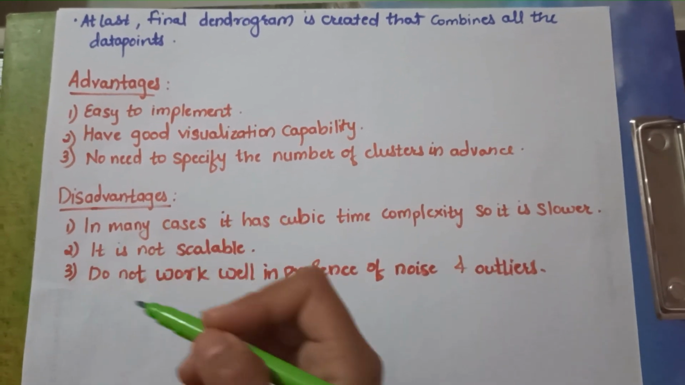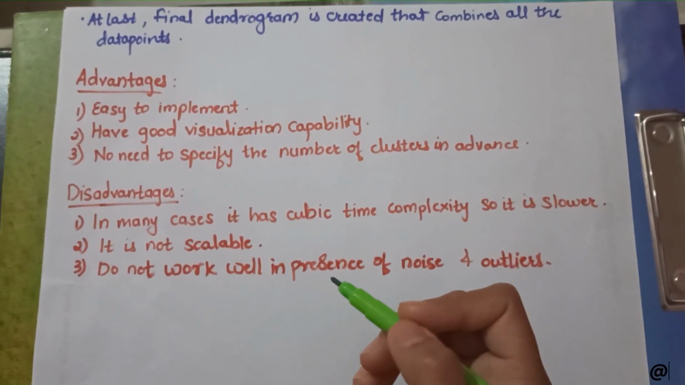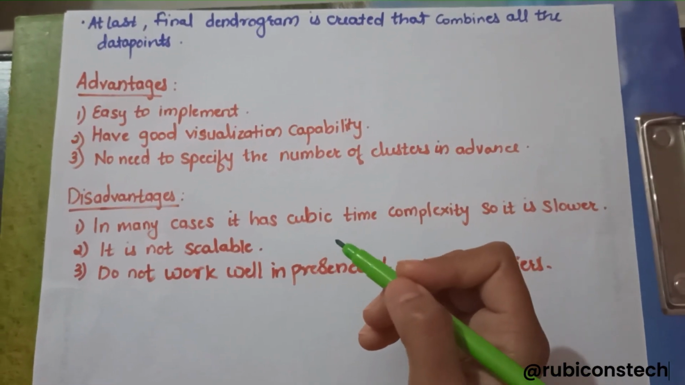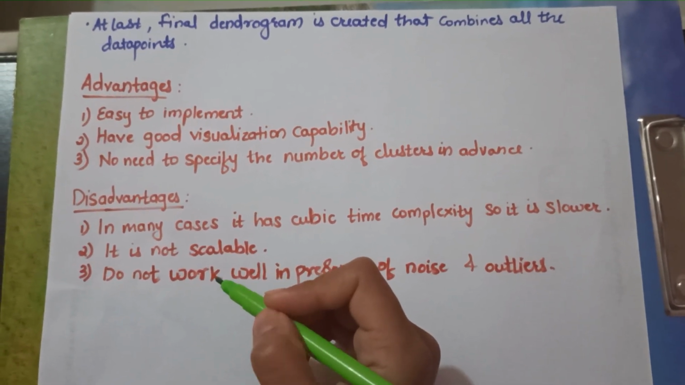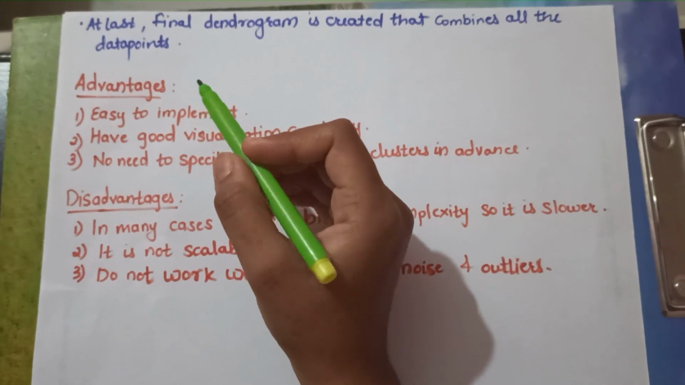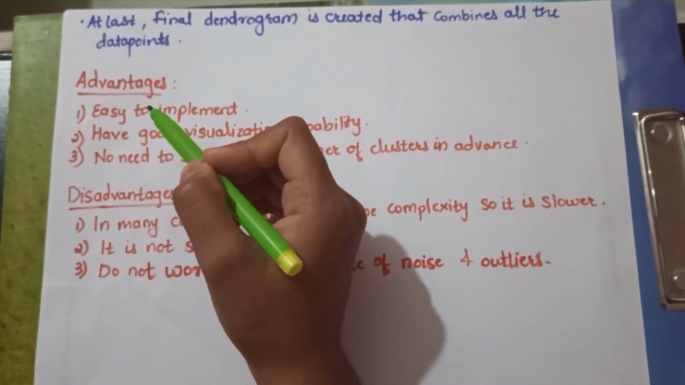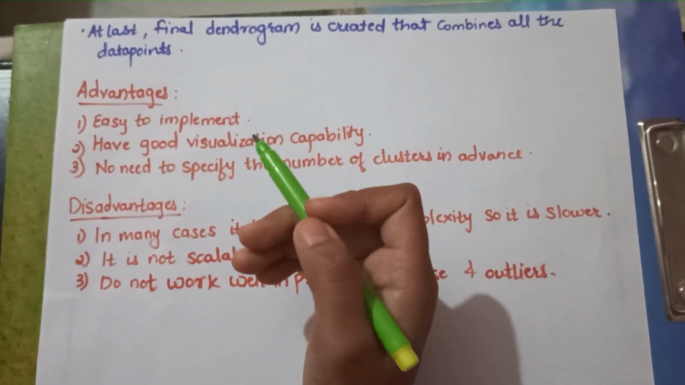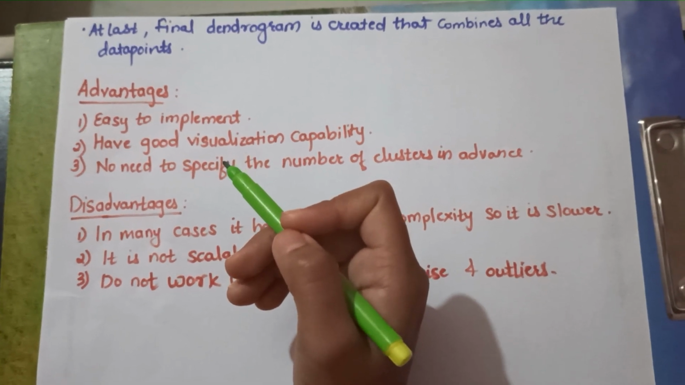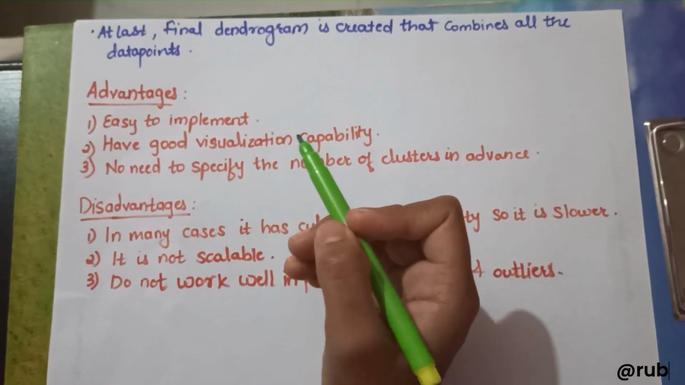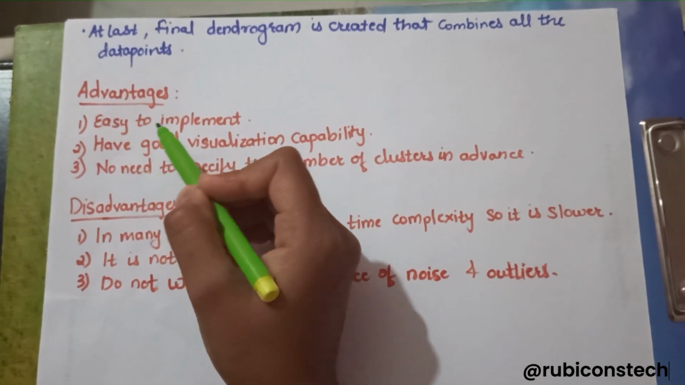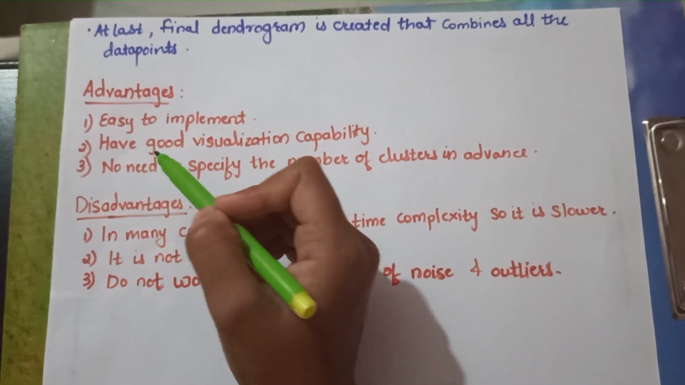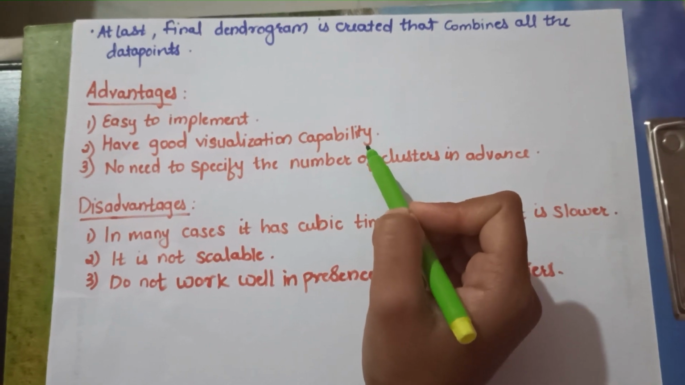This was the bottom-up approach that we have used, and when we use the bottom-up approach it is called the agglomerative hierarchical clustering approach. There are some advantages of using hierarchical clustering. As we know, there is no need to predetermine the number of clusters in advance as we did in K-means. That is one of the advantages. Then, hierarchical clustering is easy to implement. It has good visualization capability.